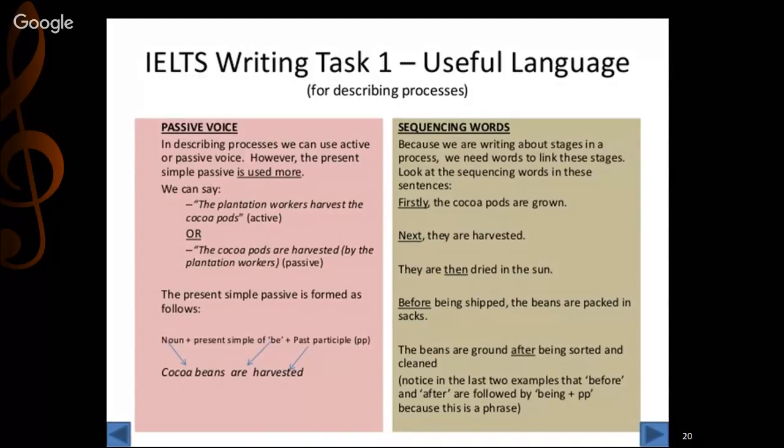Notice in the last two examples that before and after are followed by being plus past participle, because this is a phrase. Before being shipped is a phrase. After being sorted is again a phrase.